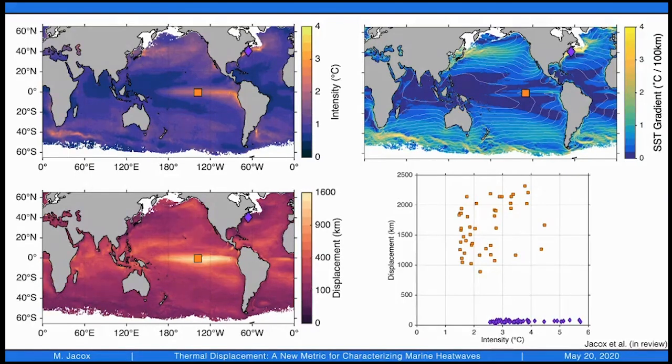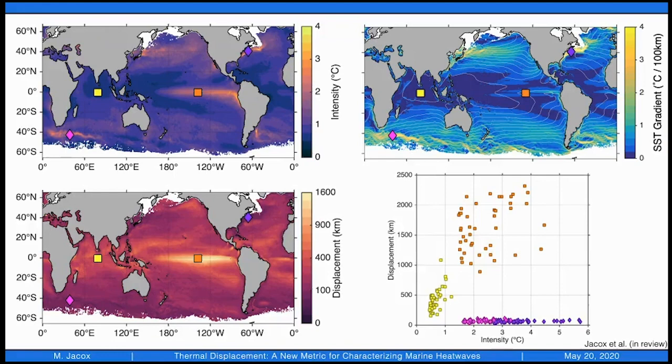So pulling out a couple more locations, now the tropical Indian Ocean, kind of similar to the Eastern Tropical Pacific in that the gradients are really weak, but in this case, the intensity is also weaker, so the displacement is smaller. And in another location in the Southern Ocean that falls more in line with the Gulf Stream in terms of being very little response in terms of thermal displacement relative to the intensity.